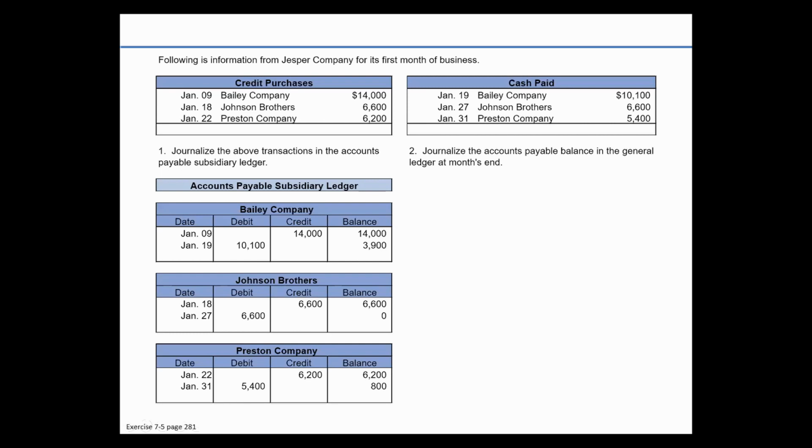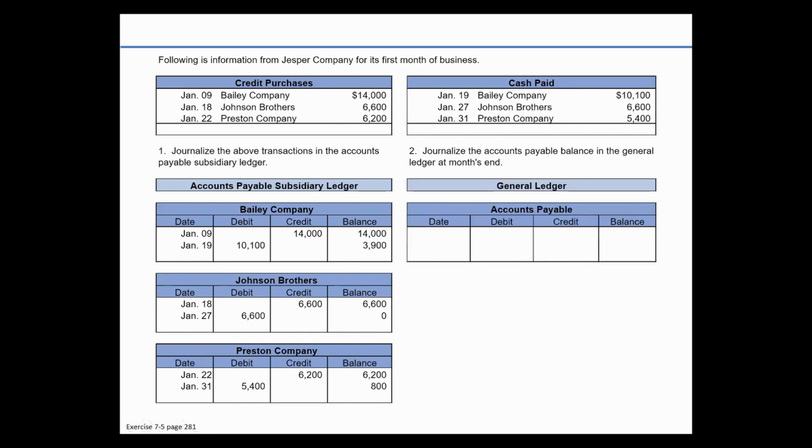And then it says journalize the accounts payable balance in the general journal at the end of the month. So what you would do is on January the 31st, you would record the amount of purchases that were made in accounts payable of $26,800. So that would be a balance of $26,800. And then you would also record the payments that were made, which was $22,100. And so that leaves the balance of accounts payable that you still owe of $4,700.